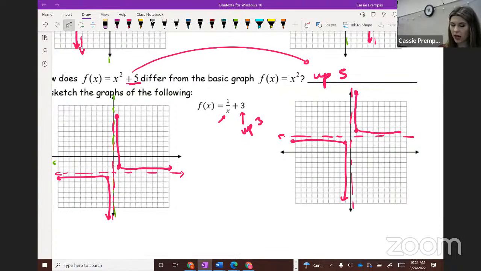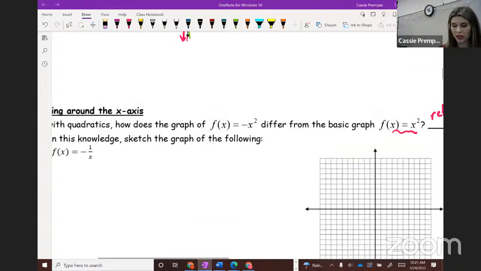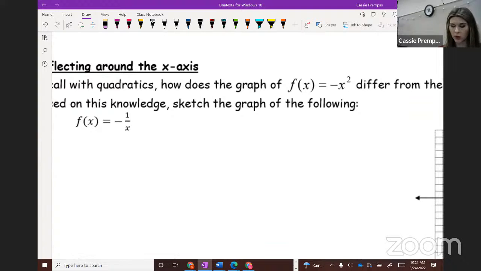Because there's nothing added or subtracted to x in the denominator. That's when it switches left and right. Right. Yeah. Good question. All right, guys. So in this new function, when the negative is outside, so when it's not with the x in parentheses, it's going to reflect over the x-axis.